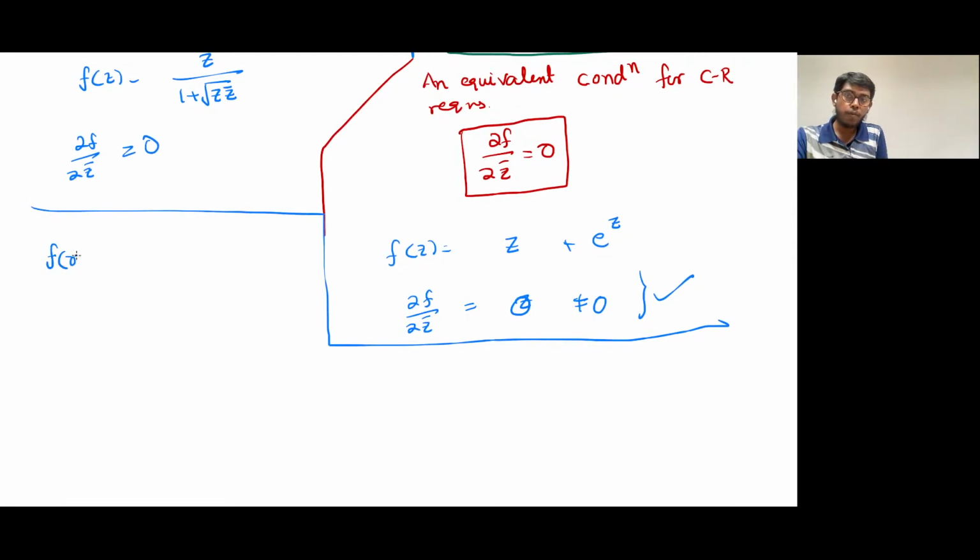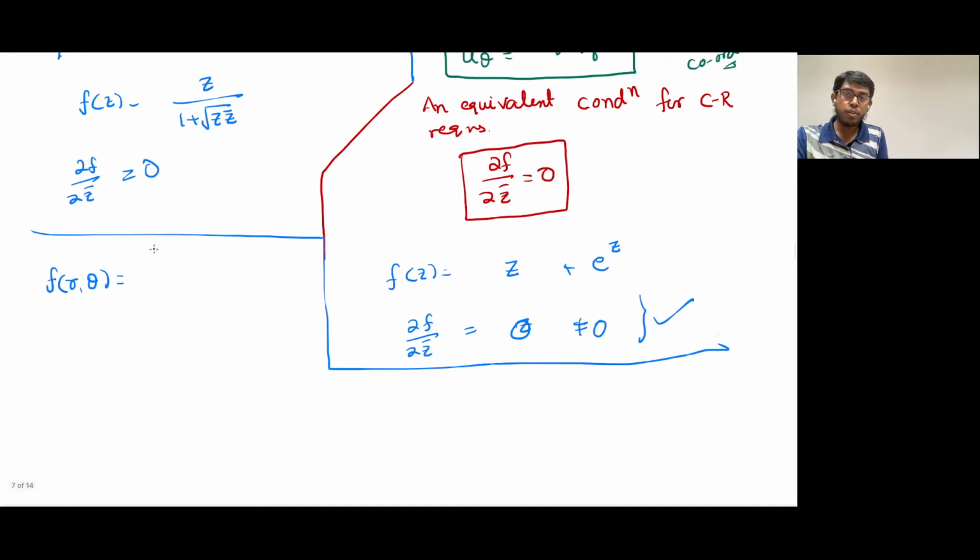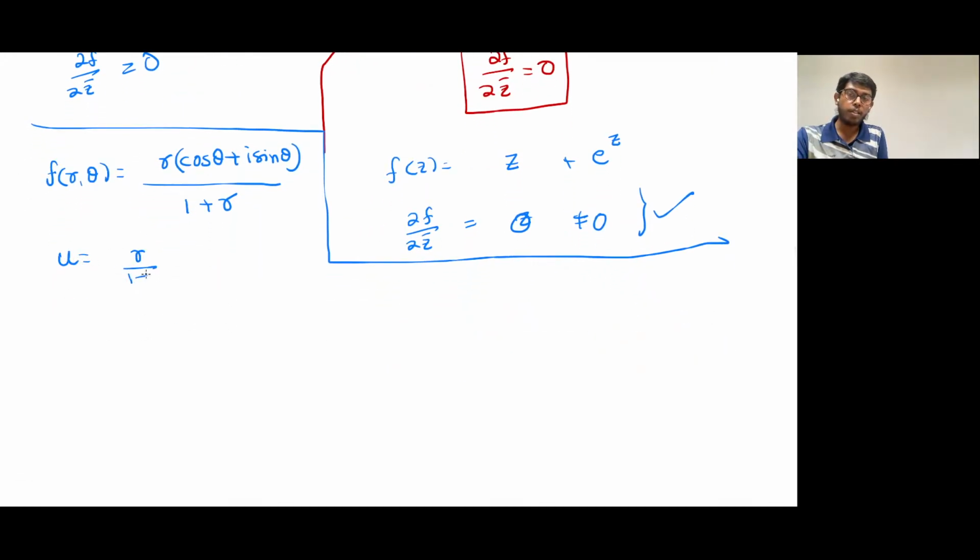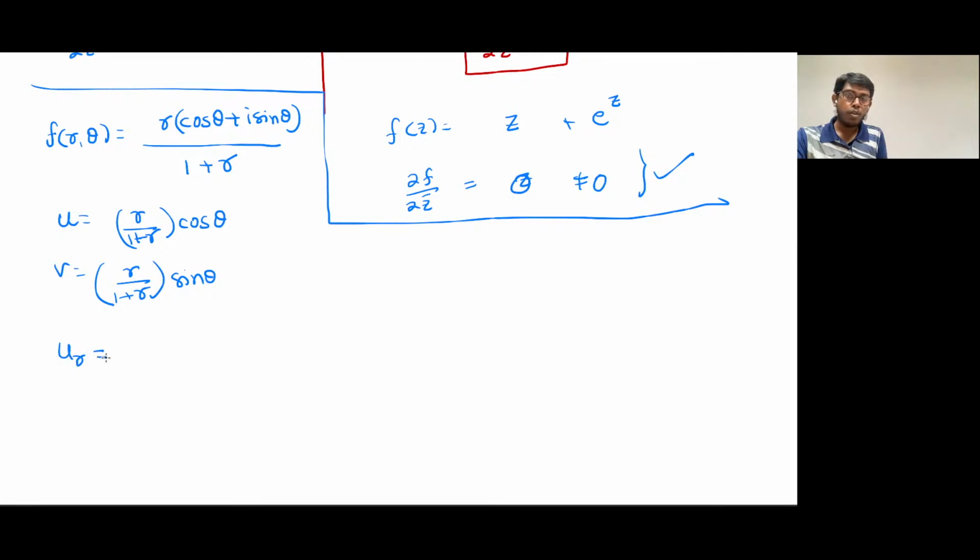So what is my f? f of r theta equals r e to the i theta, so r (cosine theta plus i sine theta) by 1 plus r. So u equals r by 1 plus r times cosine theta, and v is r by 1 plus r times sine theta. So what is u_r? I can write r by 1 plus r as 1 minus 1 by 1 plus r. So this derivative will be 1 by (1 plus r) squared times cosine theta.